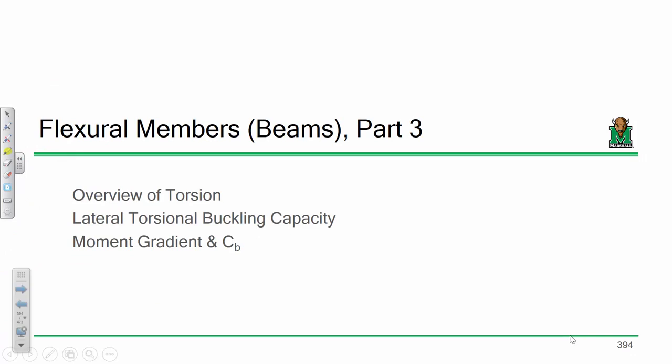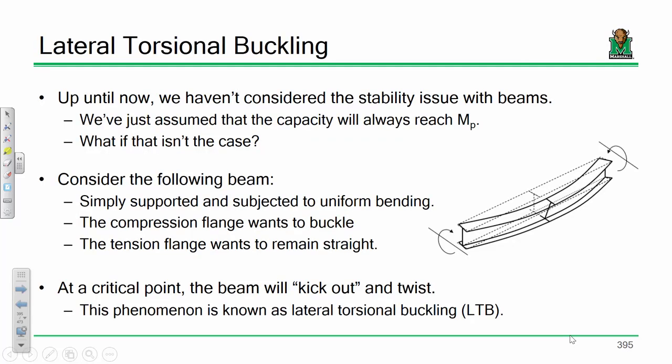Okay. First off, everything that I've been doing up until now assumes that Lb equals zero. Now, let's start talking about what happens when Lb does not equal zero. What happens is that beams want to buckle. Specifically, the way that a beam typically buckles is it wants to kick out and twist. It looks something like this. So here's a beam. When you bend it, it wants to kick out and go like this. We call it lateral torsional buckling because it kicks out and twists.